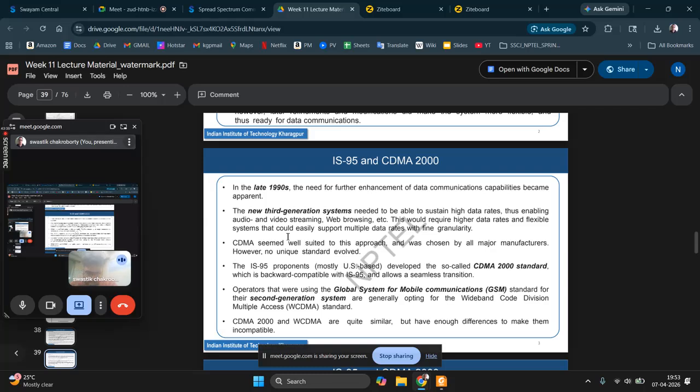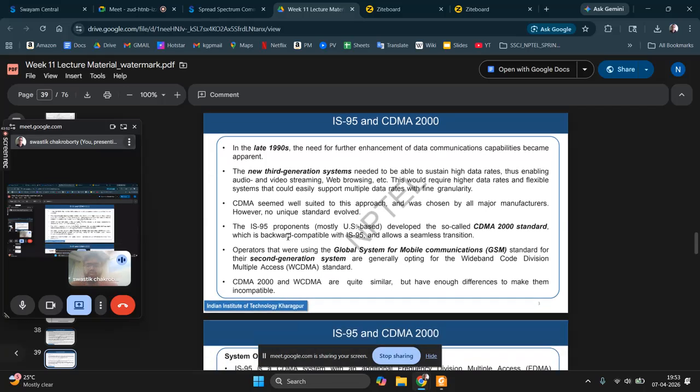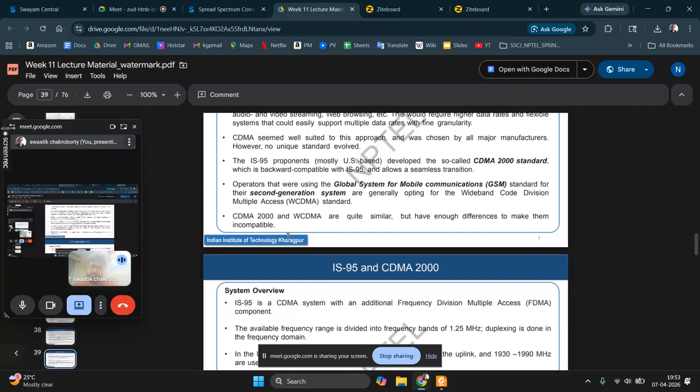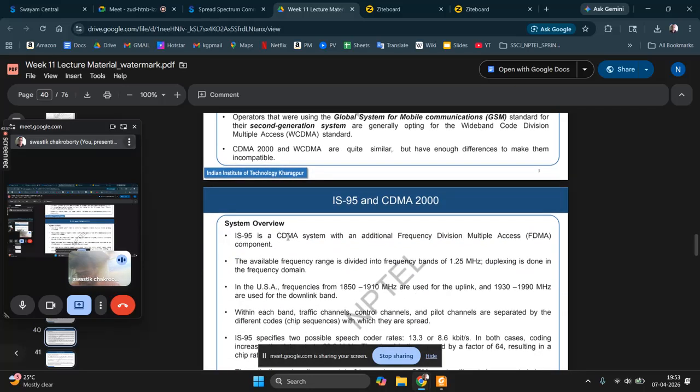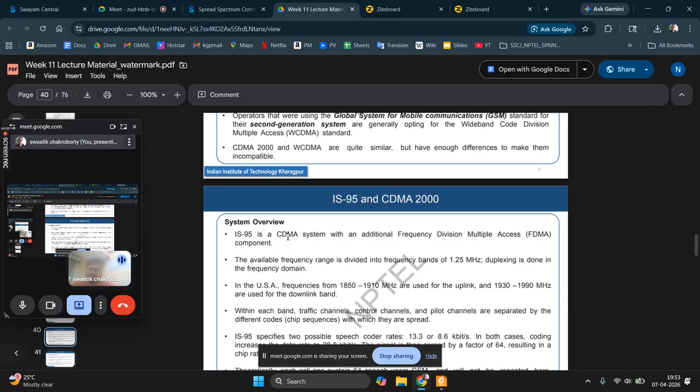They could not be deployed in each other's systems, so they were fundamentally incompatible. So hardware made for IS95 standard was incompatible with WCDMA and so on and so forth. So thus there were two competing standards for CDMA. One was CDMA 2000 and another is WCDMA. So now we will come to IS95, which is the first CDMA implementation, which came before WCDMA and CDMA 2000.